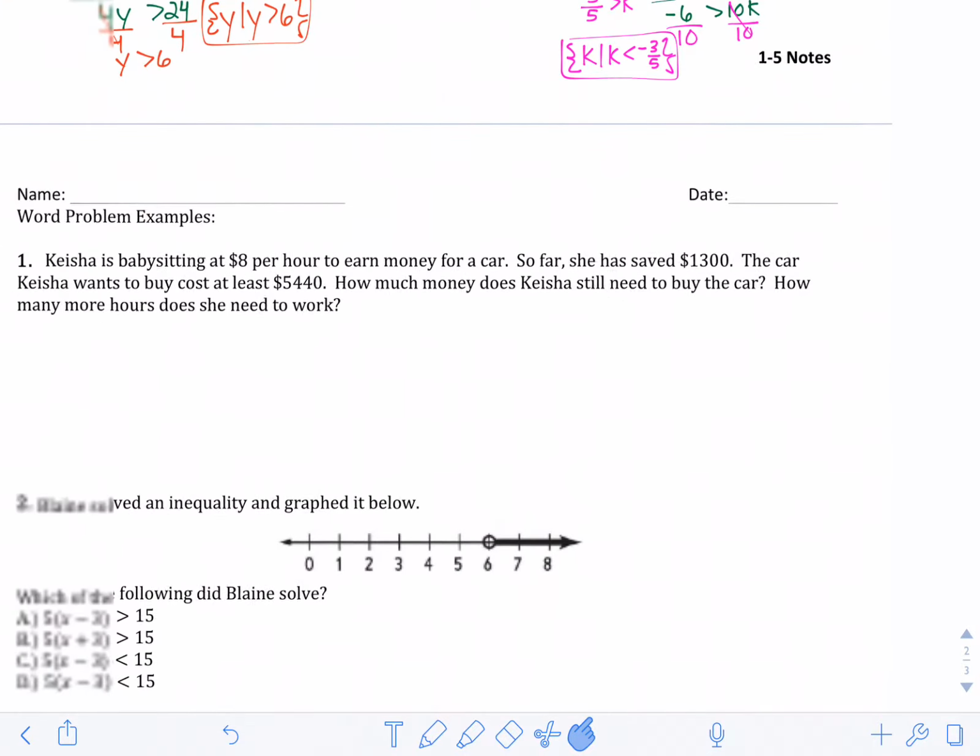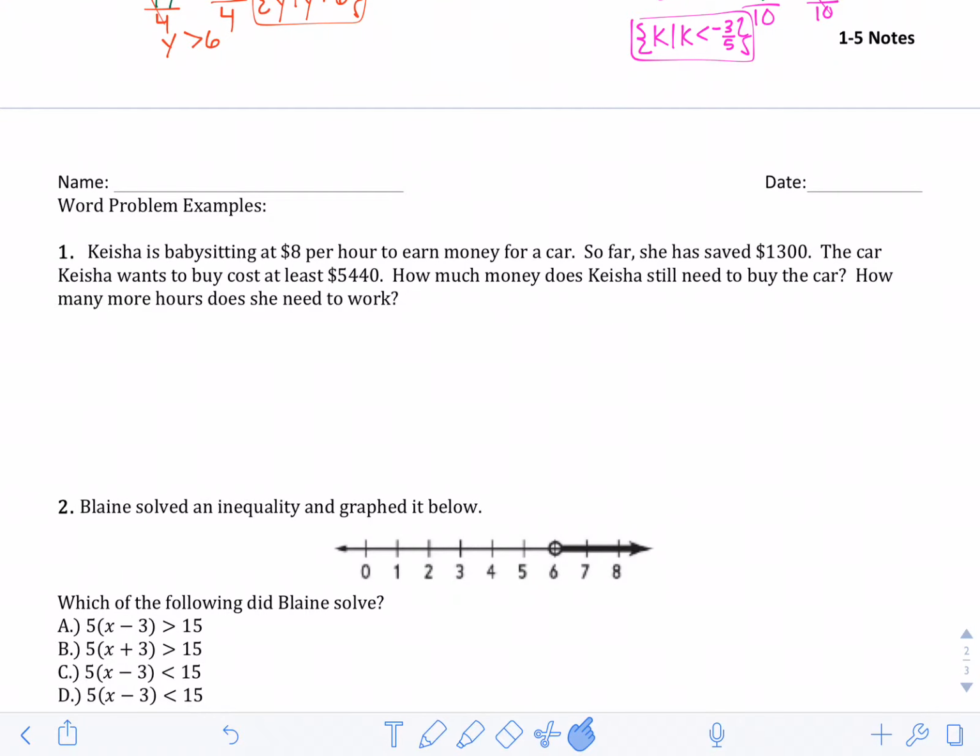Let's see the back side that we have here. It says Keisha's babysitting at $8 per hour to earn money for a car. So far, she saved $1,300. The car Keisha wants to buy costs at least $5,440. How much money does Keisha still need to buy the car, and how many more hours does she need to work?